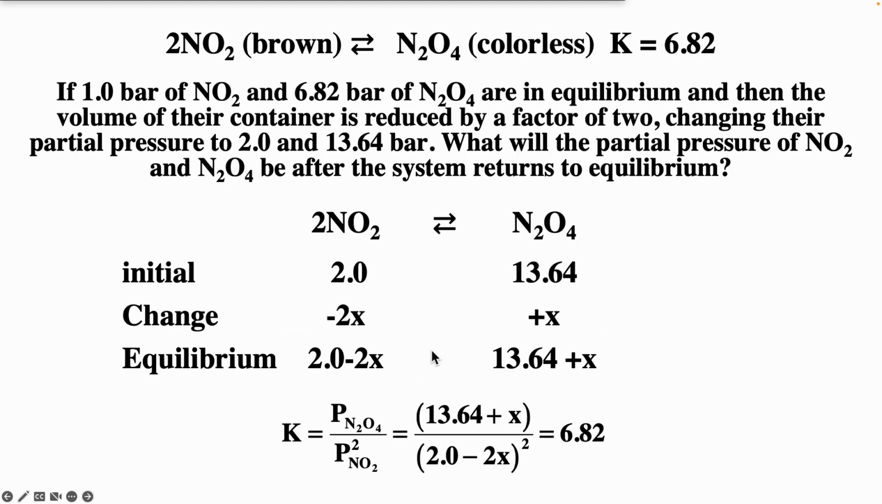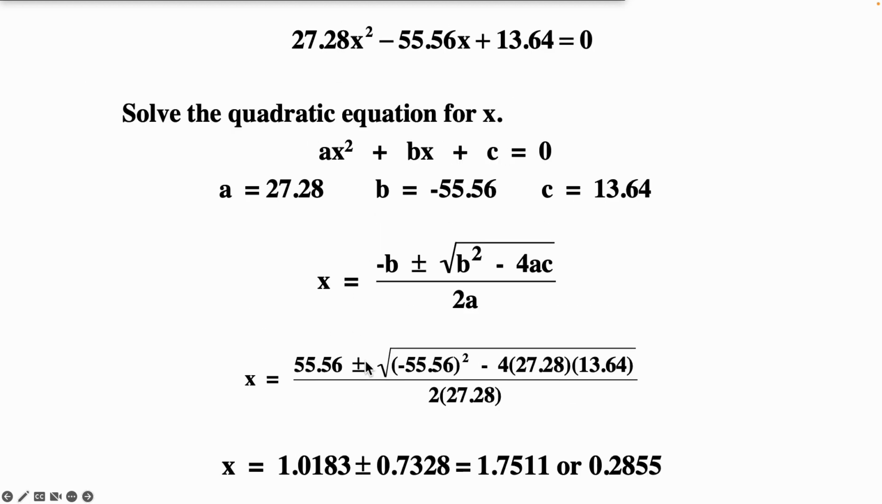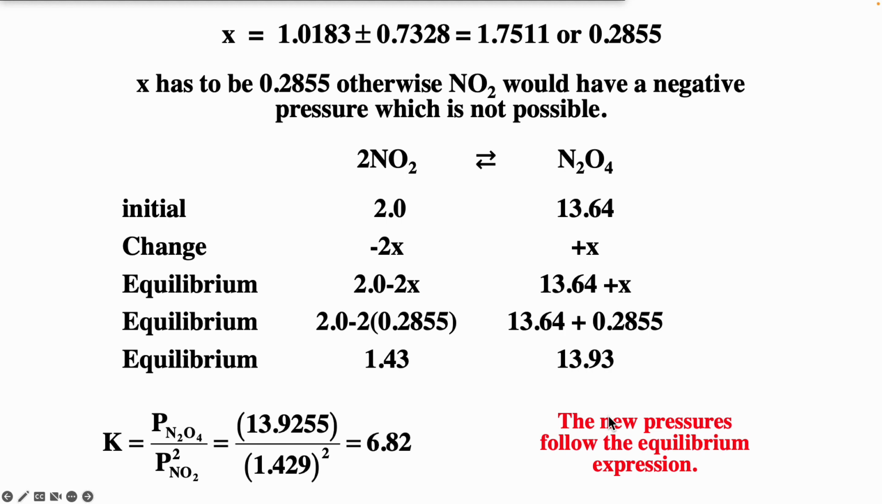our x has to be less than 1, otherwise the concentration of NO2 would be negative. So that first one cannot be the answer. When you do the quadratic equation, you'll always get 2 answers. One will not be possible, and so it must be the other one. We plug in that value for x that we found, and we get our new partial pressures, plug them into our expression, and we get our equilibrium constant like we saw before.